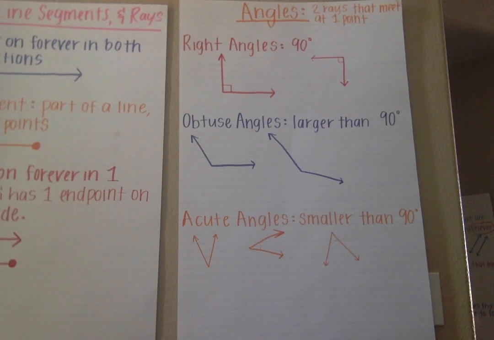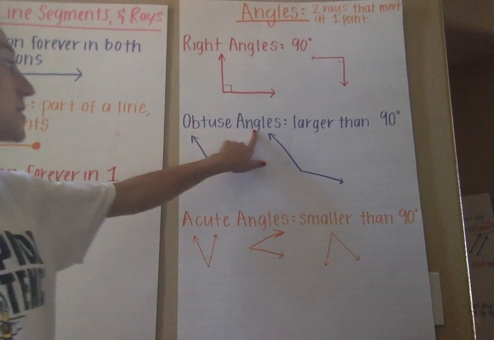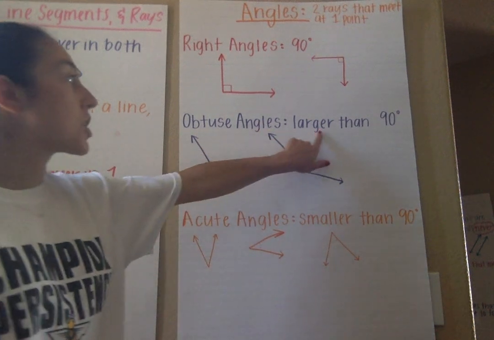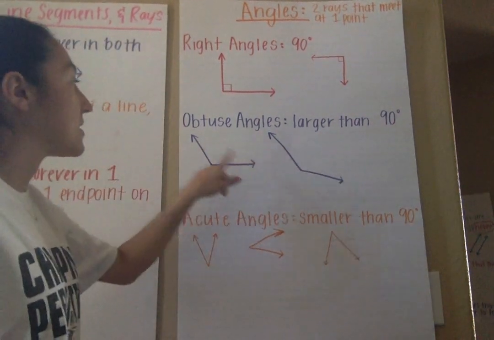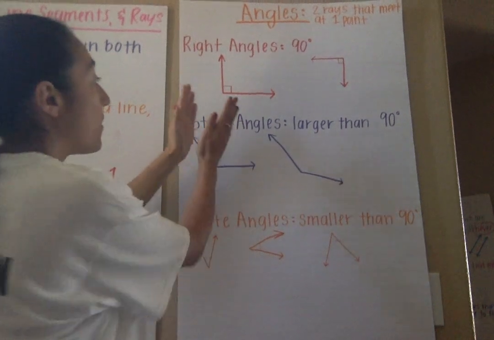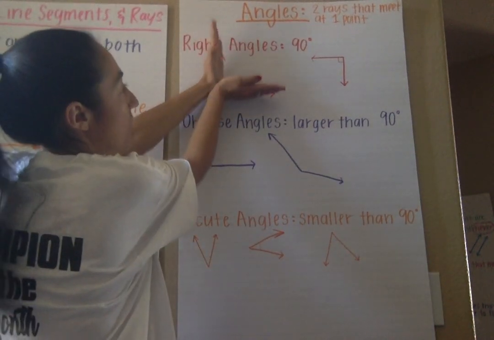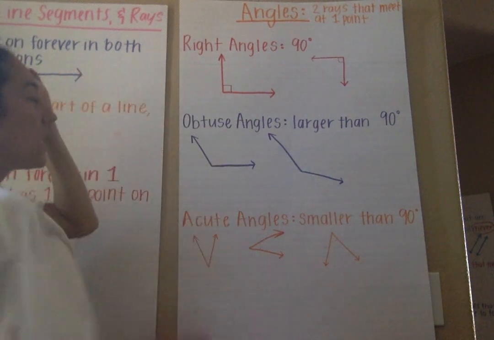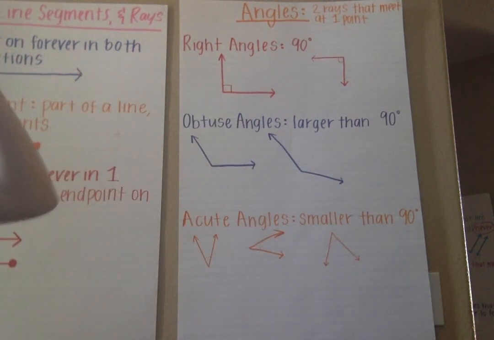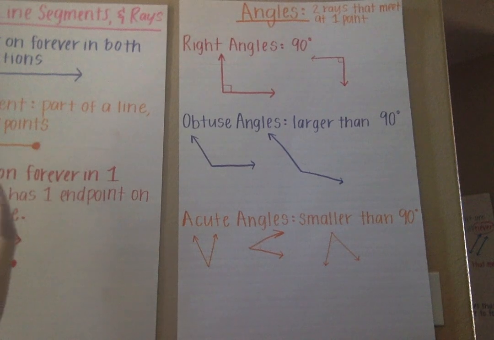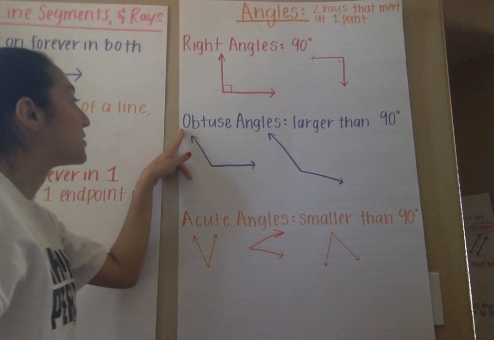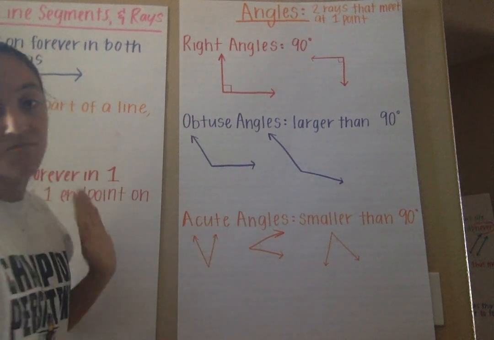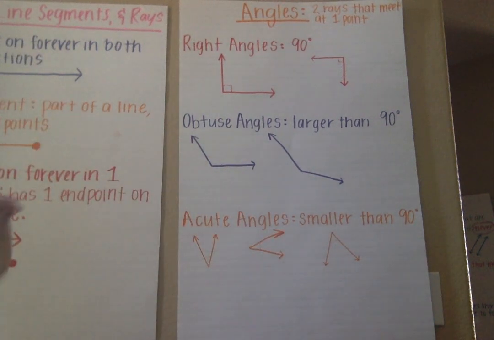The other two types are called obtuse angles and acute angles. Obtuse angles are larger than 90 degrees, which means these are going to be angles that open up bigger than a right angle. So these open like this. Obtuse, another way to think about it, is a very close word to obese. These are obese or obtuse angles, which mean very large angles.